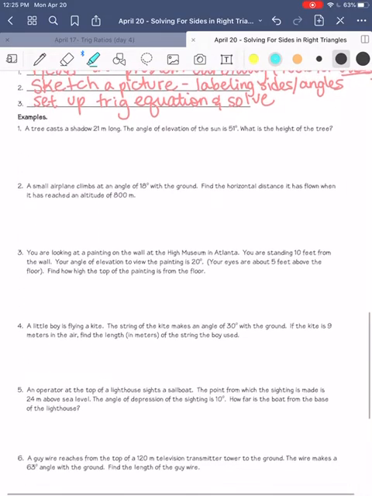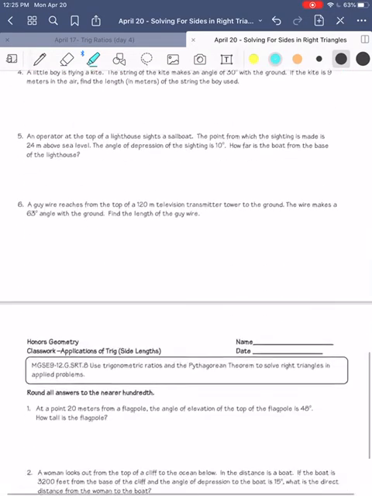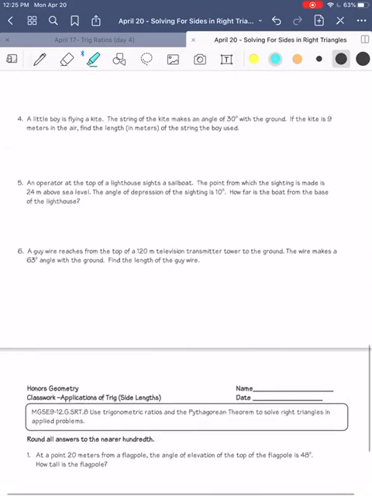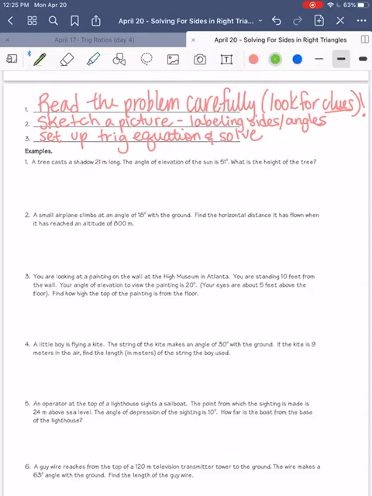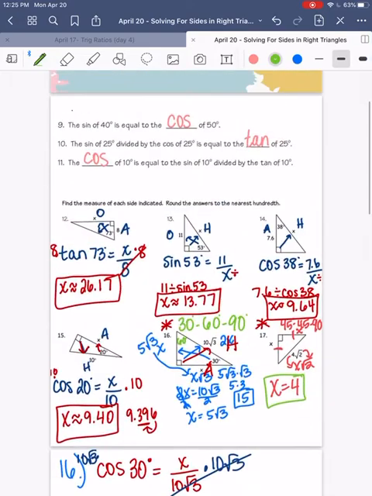All right, so I'm going to do 6 examples with you, and then you're going to do 5 examples yourself. Okay? All right, so we are going to work these problems the same way every single time. We're going to read the question, we're going to sketch the picture, and then we're going to set up the trig equation and solve.